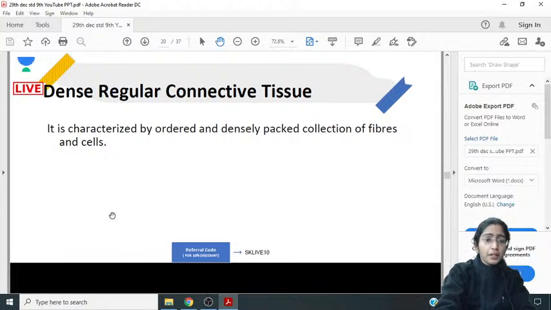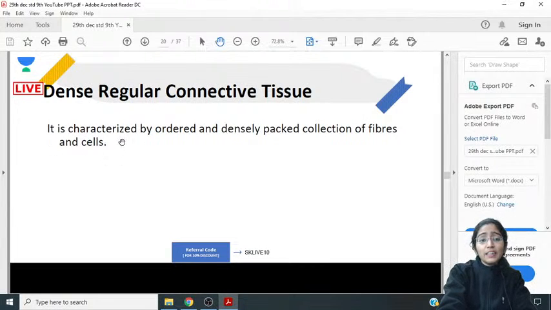Now we'll be talking about the dense regular connective tissue. On what basis? Dense, the name itself is suggesting the fibers and the cells of the connective tissue are very densely present in the matrix. Regular, why is it said? Because the fibers and the cells have a very regular, a very proper orientation, the way they are arranged. It's a part of the connective tissue, that's why.